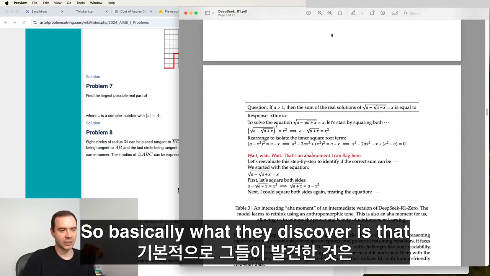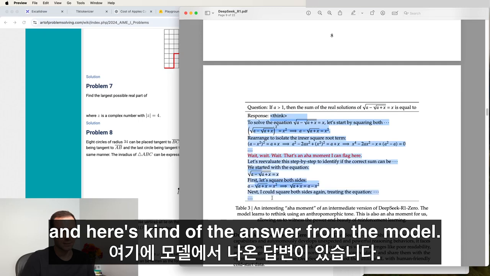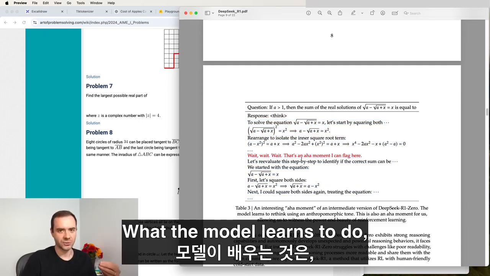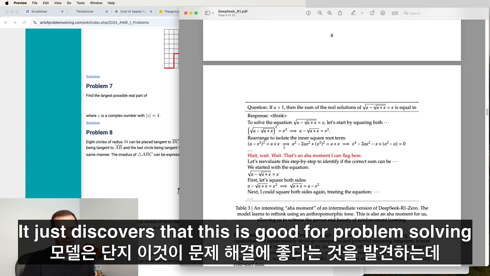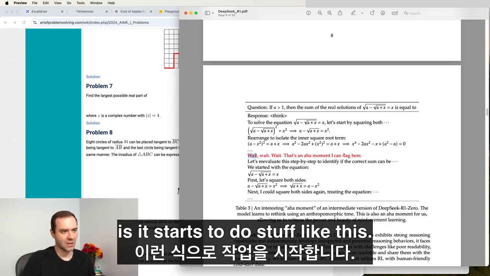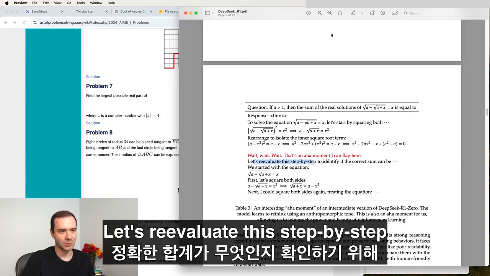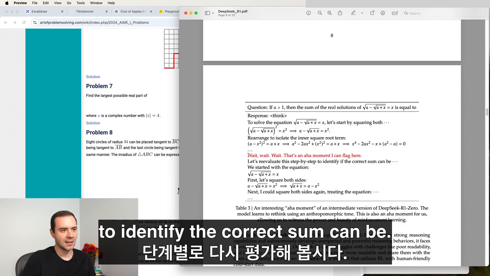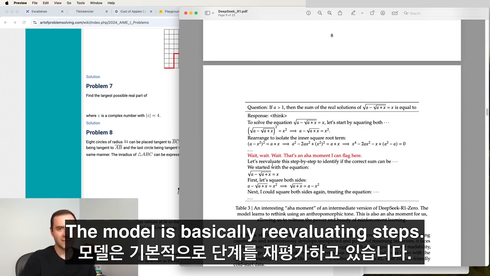What they discover is that the model's solutions get very, very long partially because of this. Here's a question, and here's the answer from the model. What the model learns to do, and this is an emergent property of the optimization, it just discovers that this is good for problem solving, is it starts to do stuff like this: "Wait, that's not how... moment I can flag here. Let's reevaluate this step by step to identify if the correct sum can be..." So what is the model doing here? The model is basically reevaluating steps.